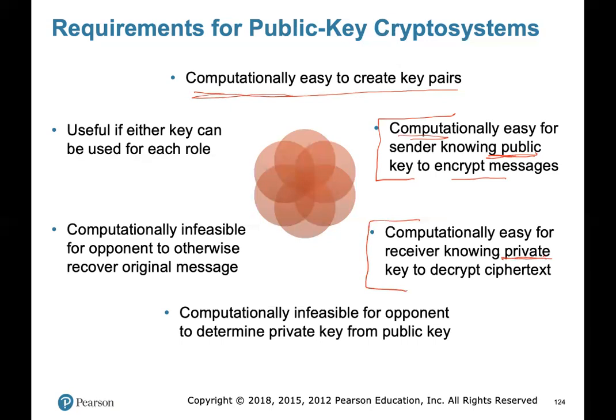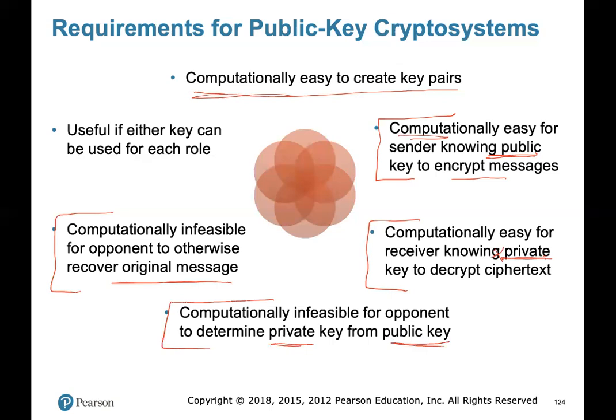In contrast, it should be computationally infeasible for someone who doesn't have the key to recover the original message. So it should be computationally very hard for someone to break into an algorithm without having the private key. Also, it should be computationally infeasible for the attacker, or the malicious person, to determine the private key from the public key.